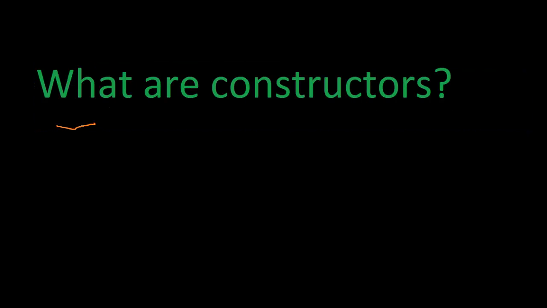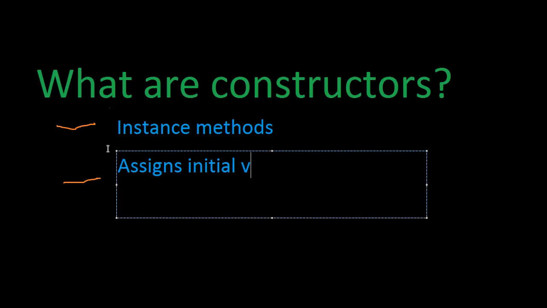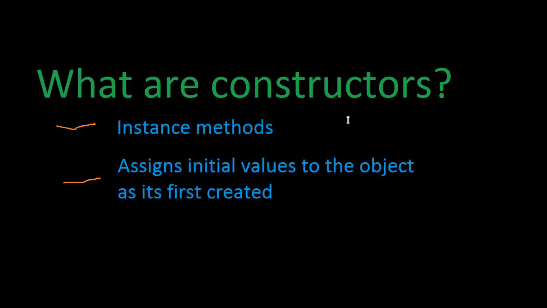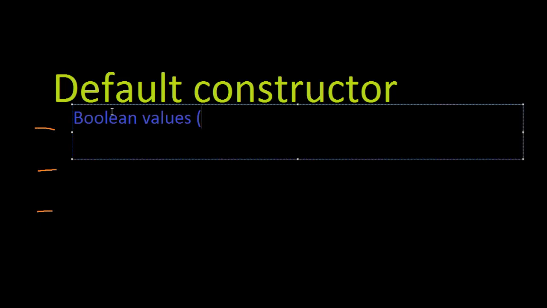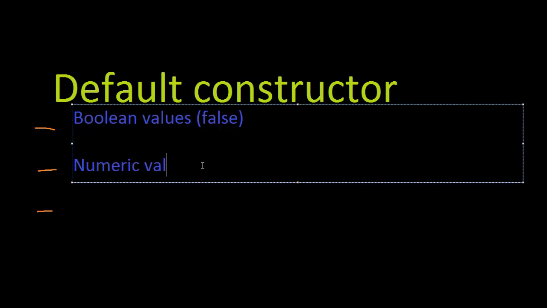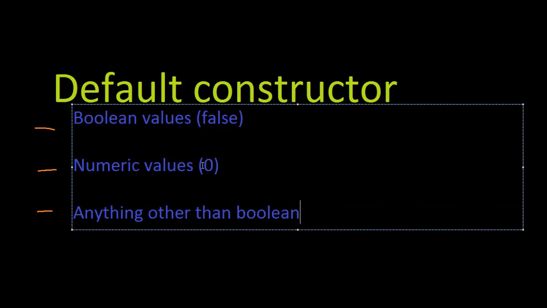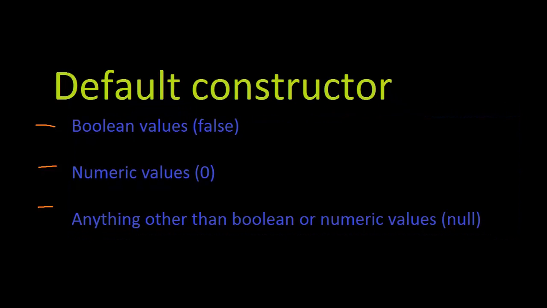Okay, so what are constructors? Basically, constructors are instance methods with the purpose of giving initial values to the object as it's created. For every class that you create, Java already has a default constructor created for you. The default constructor assigns Boolean values to false, numeric values to 0, and all other values that aren't Boolean or numeric to null. So for example, string values would be given the value of null, or even object values that were created in a different class would be given the value of null.